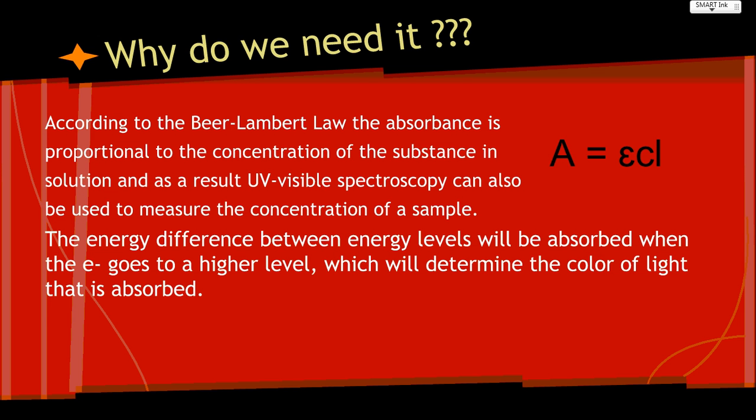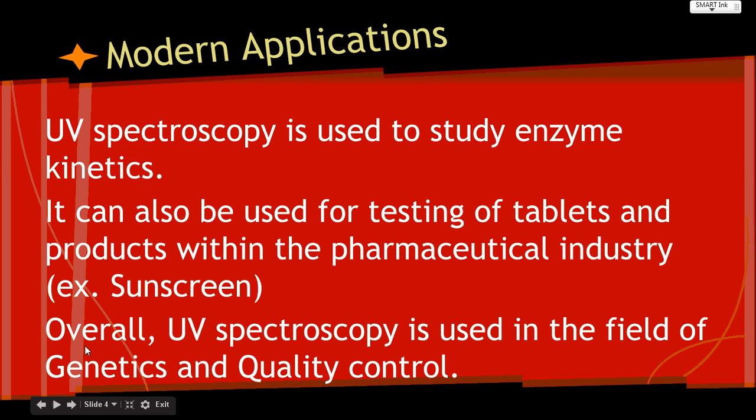Okay. So the last part of this slide, it's basically saying that the energy difference when electrons are excited, it's going to be absorbed if the electron goes to a higher level, so like 2 to 4, and that determines the amount of difference, which determines the color of light that will be absorbed.